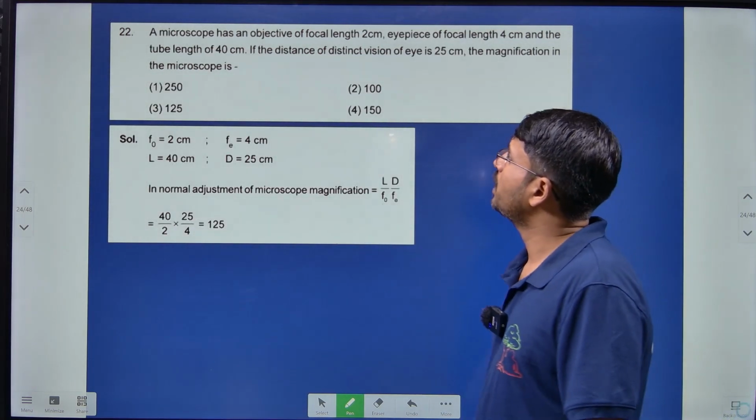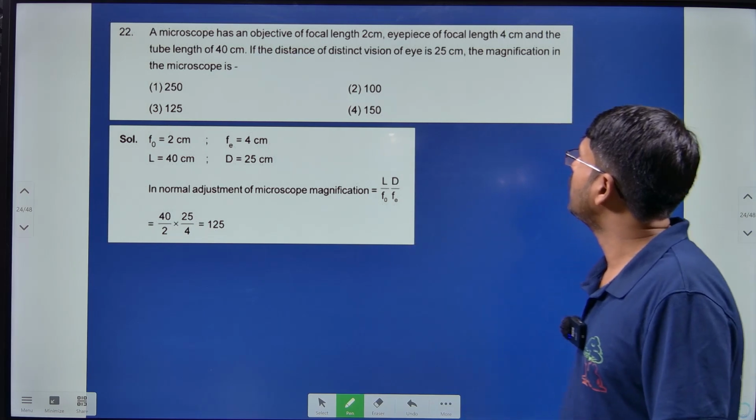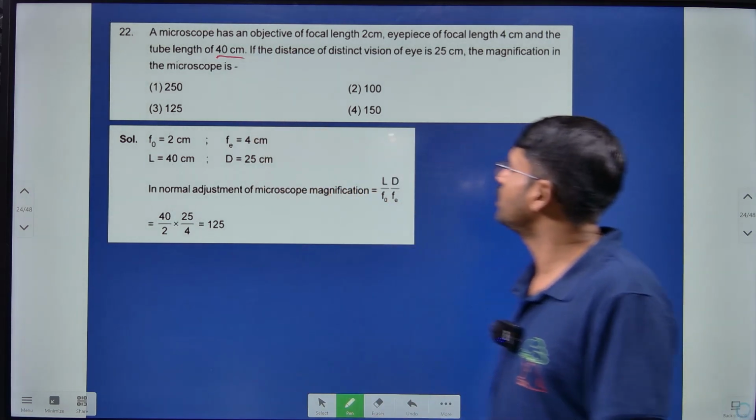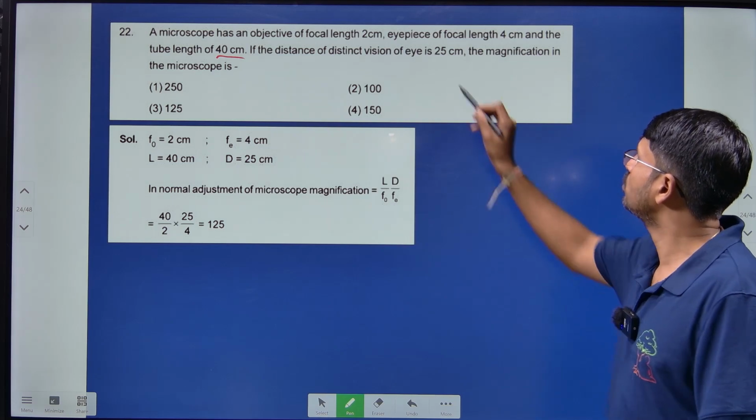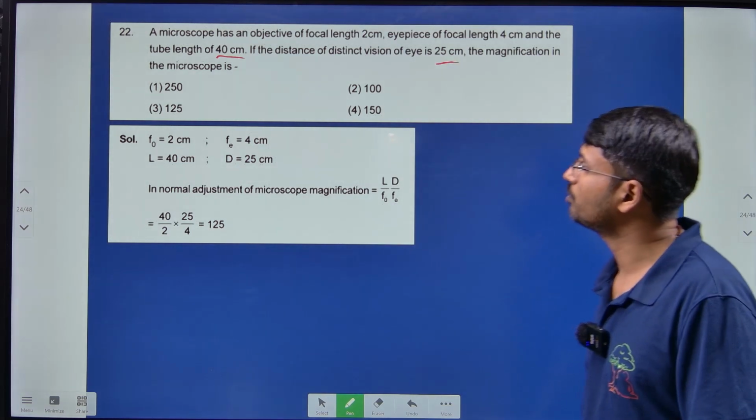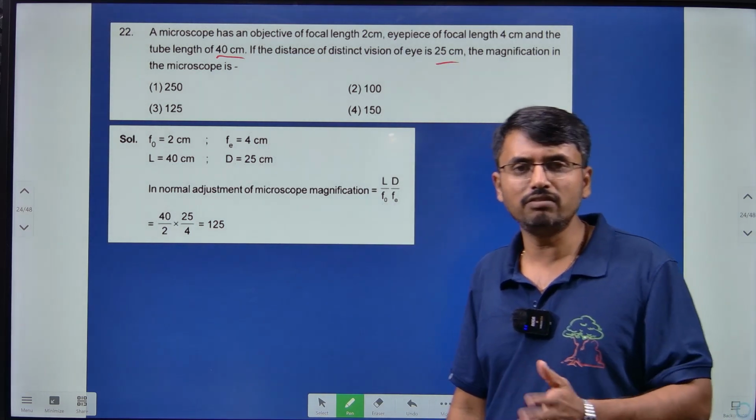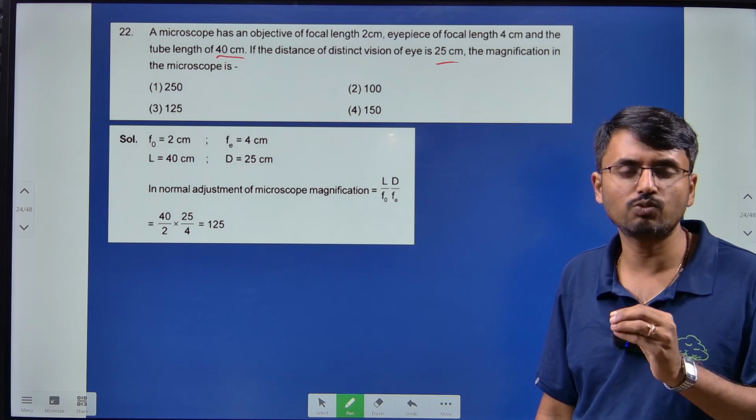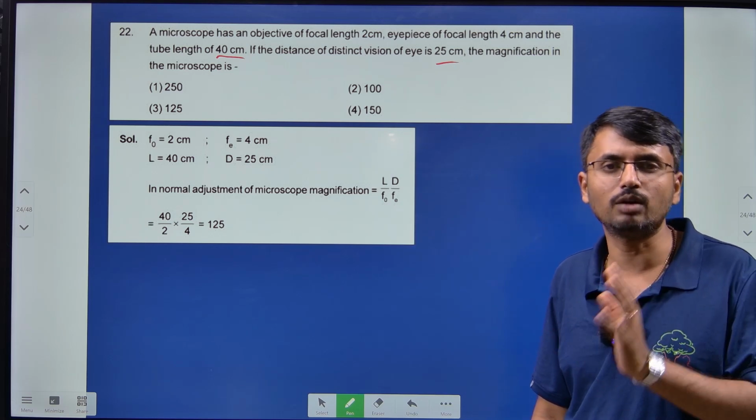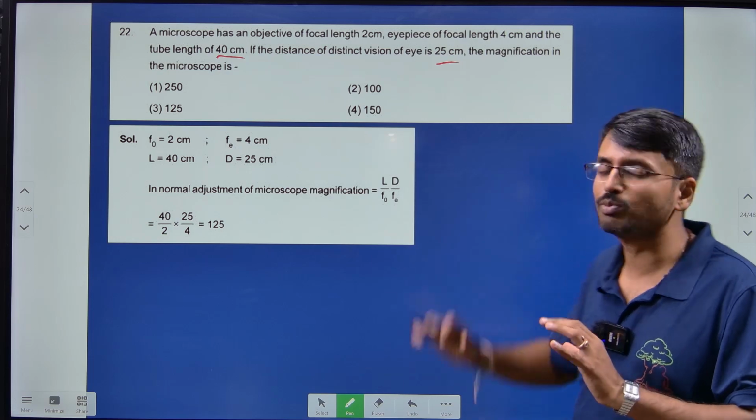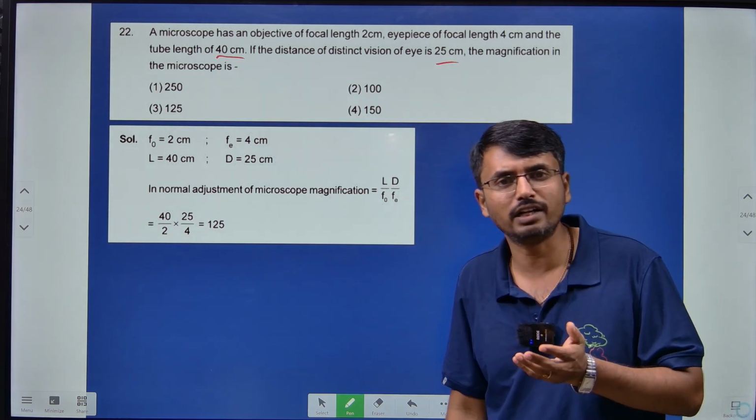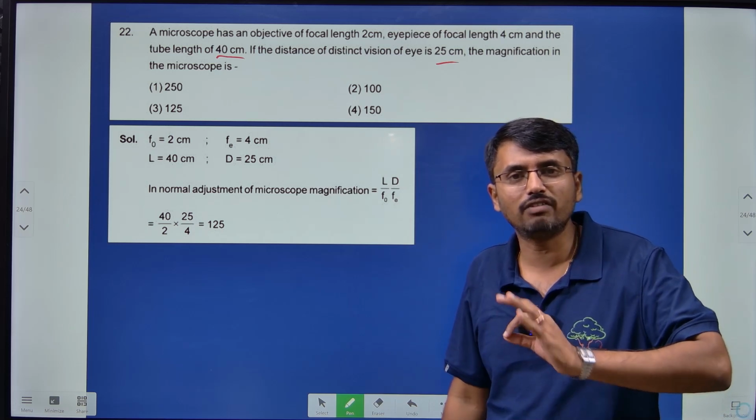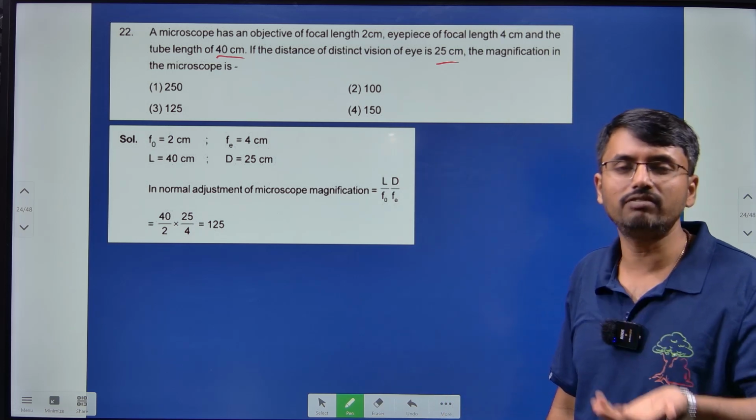A microscope has an objective of focal length 2 cm, eyepiece of focal length 4 cm, tube length of 40 centimeter. The distance of distinct vision is 25 centimeter. Magnification of the microscope is. Generally we give the magnification for 2 positions, one for the far point, one for the near point. Here at which position are we finding the magnification? It is not clearly given. Whenever it is not given, we generally take the far point.